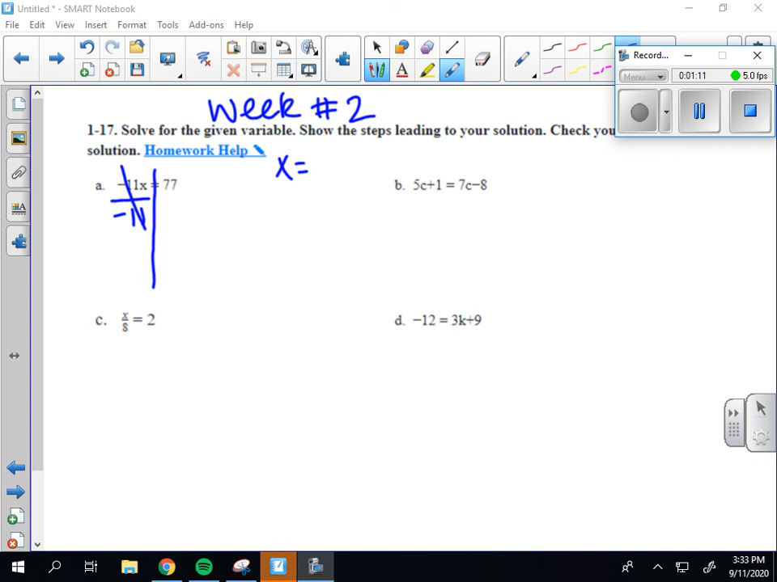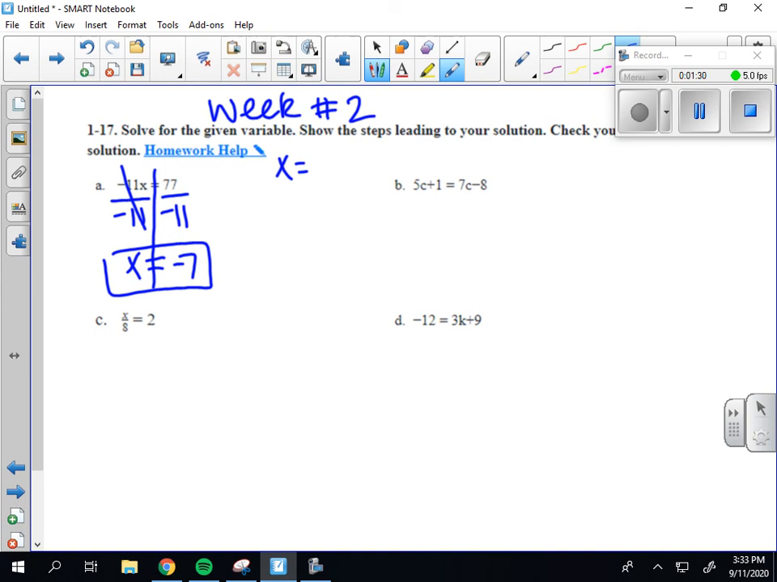The other thing that you have to remember is whatever you do to one side, you have to do to the other. So I have to also divide this side by negative 11. So x is by itself because I canceled out. 77 divided by negative 11 is negative 7. And I figured out that x equals negative 7.